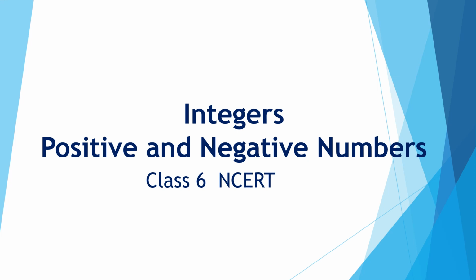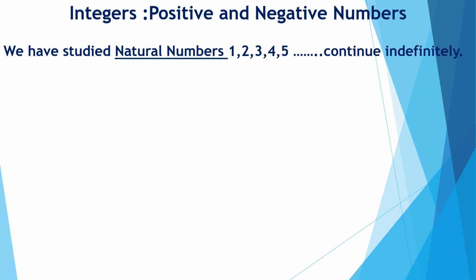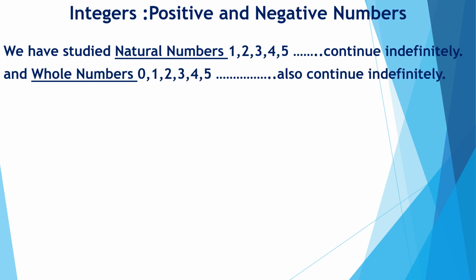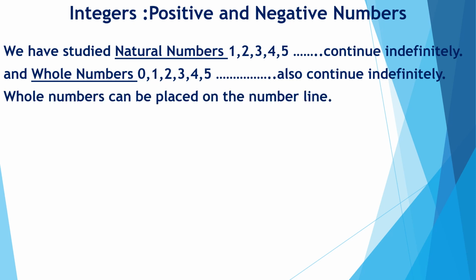Integers, positive and negative numbers. Class 6, NCERT. We've studied natural numbers 1, 2, 3, 4, 5, which continue indefinitely. Whole numbers are 0, 1, 2, 3, 4, 5, which also continue indefinitely. Whole numbers can be placed on the number line, and so can natural numbers.